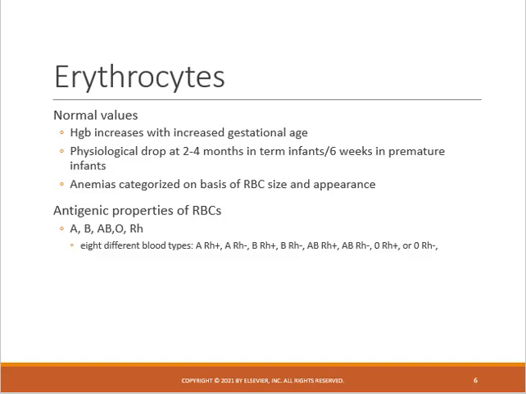Any drops in these numbers are categorized based on the size of the red cell and their appearance, and we'll talk more about that. Also, the red blood cells have antigenic properties, telling us more about the classification of blood types, and we know that there's A, B, AB, O, and then what the Rh factor is, and so there are different examples of that listed below. These distinctions become important if your child needed to have a blood transfusion.